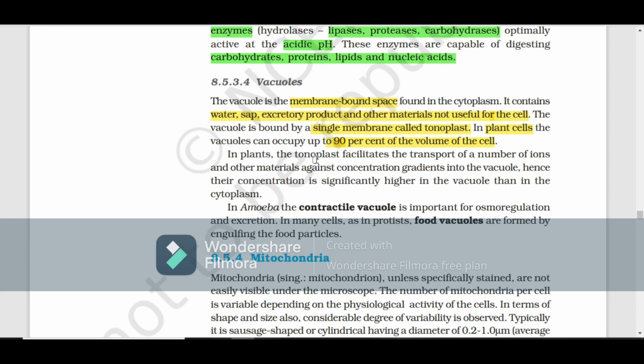In plants, the tonoplast facilitates the transport of a number of ions and other materials against the concentration gradient into vacuoles. This means that when water, sap, and excretory products accumulate in the vacuoles, there will be more concentration in the vacuoles than in the cytoplasm. So it should be pushed against the concentration gradient. Hence, their concentration is significantly higher in the vacuole than in the cytoplasm. That's why it requires a certain push.